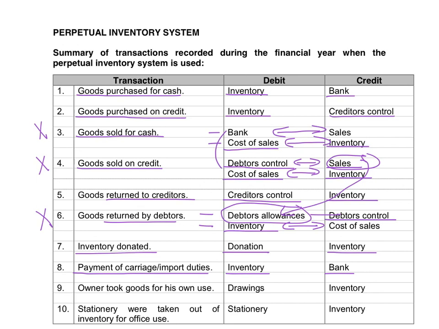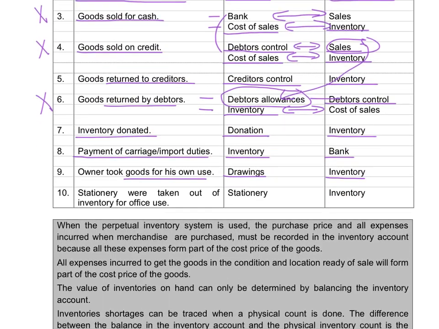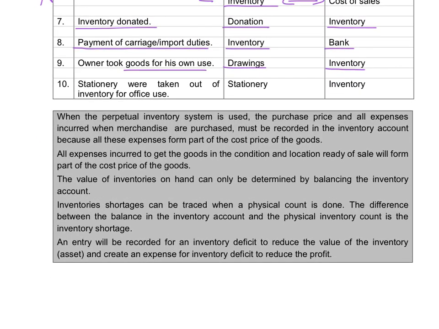The owner took goods for its own use, so therefore drawings is debited. If the owner takes goods for its own use, it means the inventory that belongs to the business will decrease, therefore inventory will be credited. If we take stationery out of the business to use in an office or, for instance, for a promotion, then we will reduce our inventory on the credit side and we will create an expense that will reduce your profits.